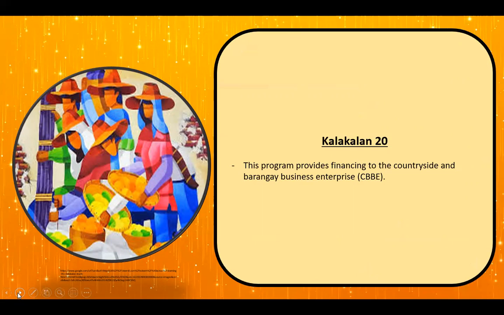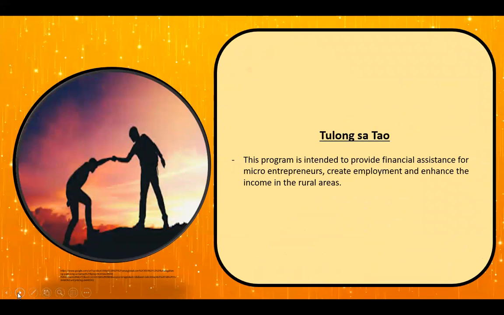The entity must have 20 or fewer employees. The assets before financing should not exceed 500 pesos, and its registered office should be located in the countryside. Then we have the Tulong sa Tao.